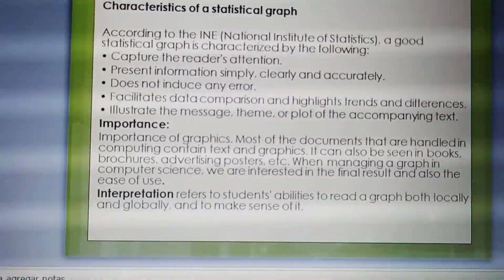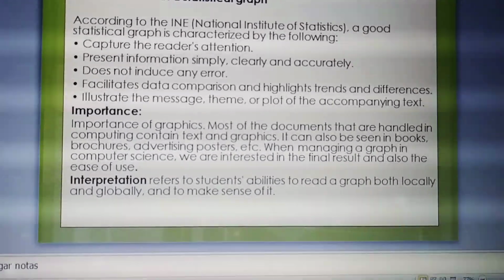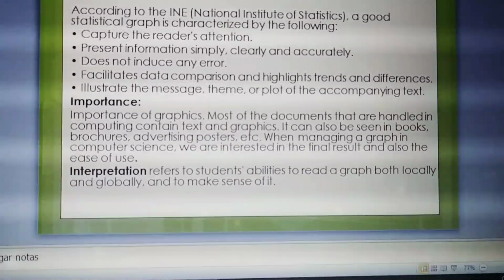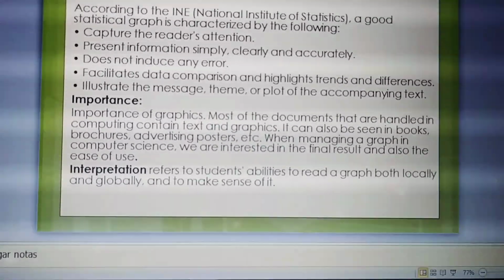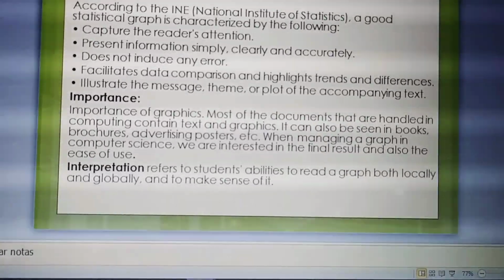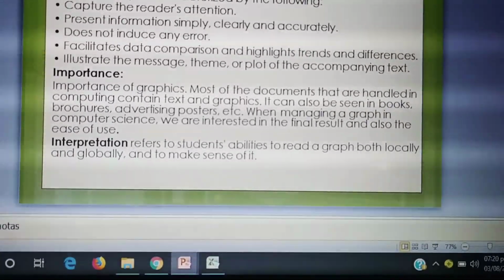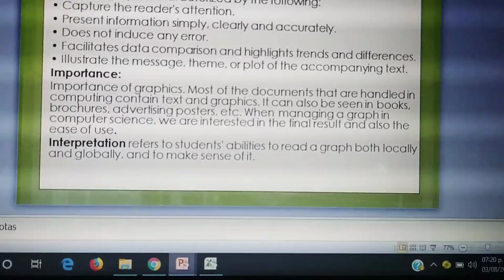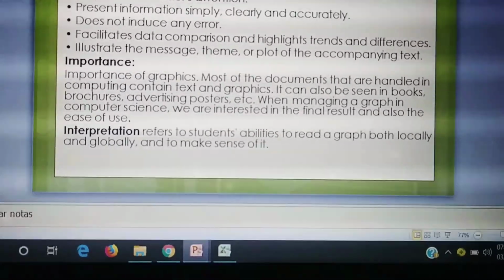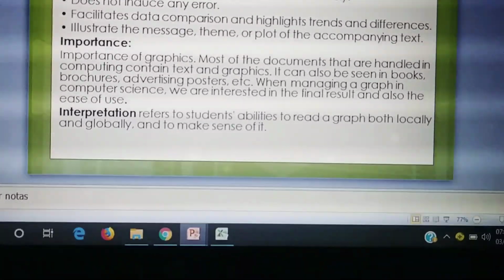The characteristics of a statistical graph: according to the National Institute of Statistics, a good statistical graph is characterized by the following. They capture the reader's attention, present information simply, clearly and accurately, and do not induce any error. They facilitate comparison and highlight trends and differences, illustrate the message and the aim of the plot, and accompany the text. This is important because most documents contain both text and graphics.